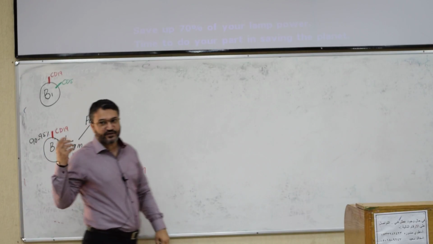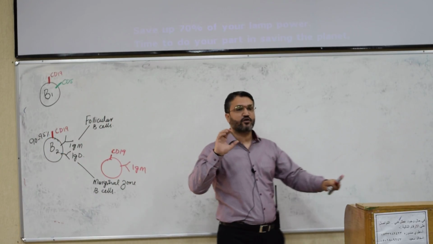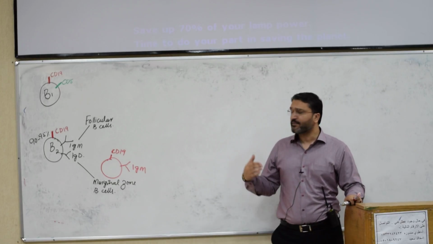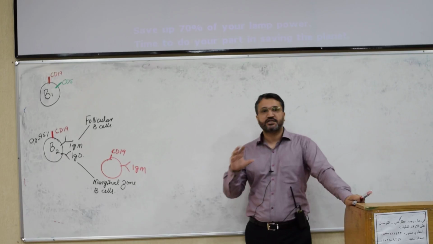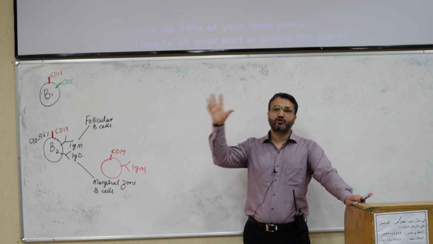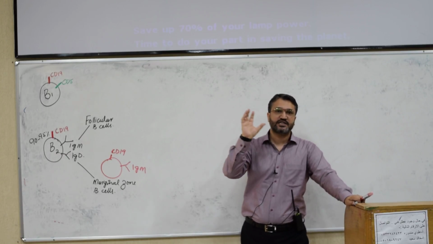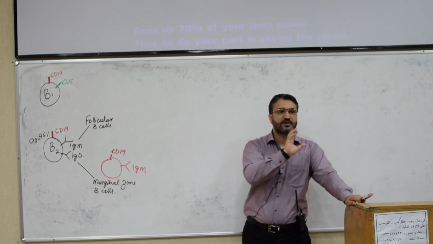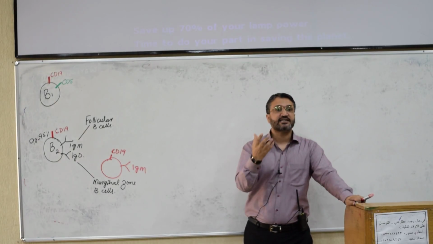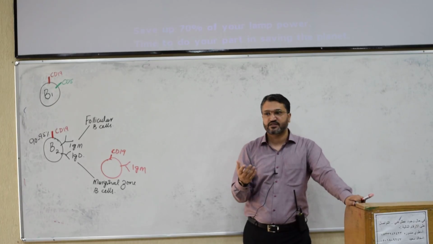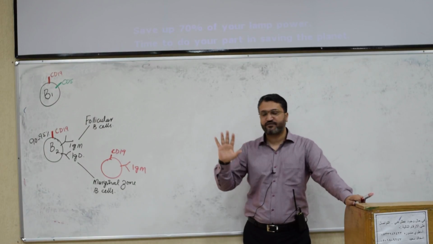So on the basis of receptor and on the basis of location. Now coming to their function. Functionally, in humoral immunity, B cells will differentiate into plasma cells. Plasma cells will produce antibodies, and those antibodies are going to react against extracellular pathogens. So this is the general phenomenon.